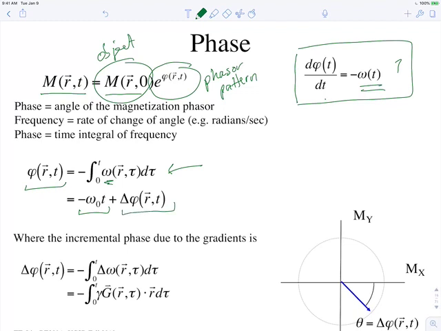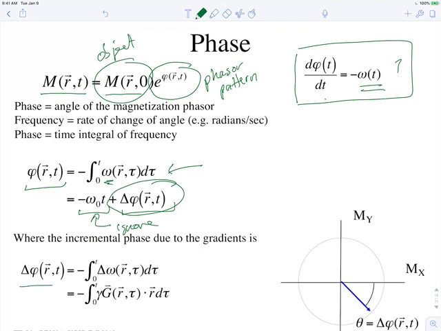And then I have this incremental phase. This is the part that we will end up ignoring eventually, the part we ignored when we went to the rotating frame. If you remember the example we did in class, the spin in the center was at omega naught, and in a rotating frame, that's zero. So that had no incremental phase anymore, and only the spins away from the isocenter accumulated phase. That's due to this delta phi term here. So let's look at that delta phi term.